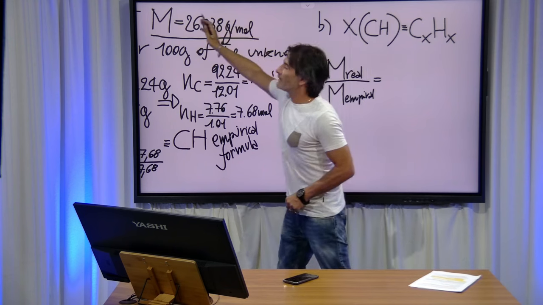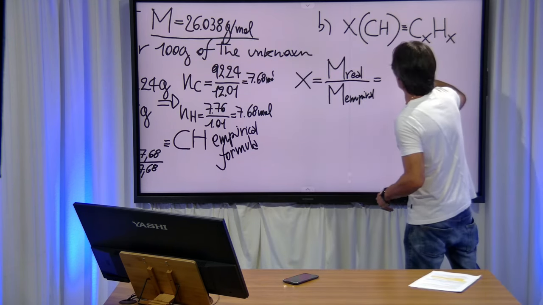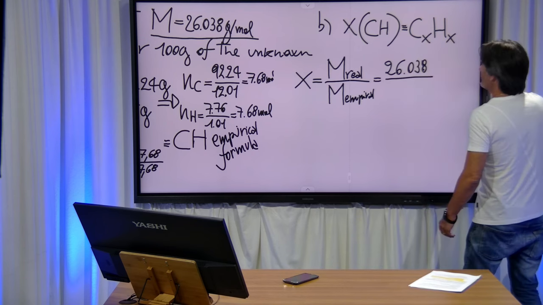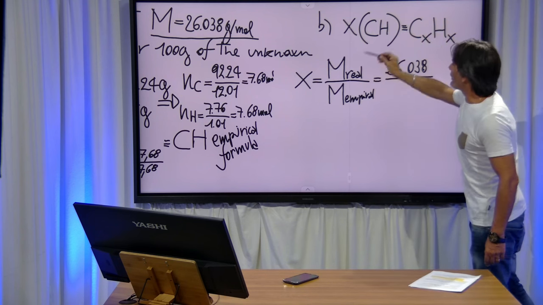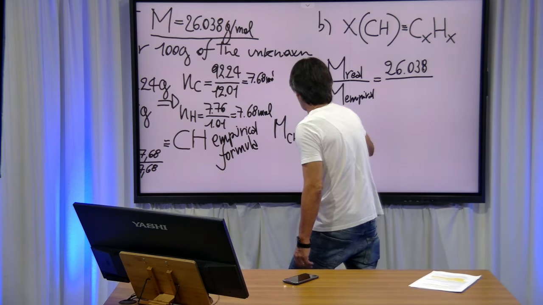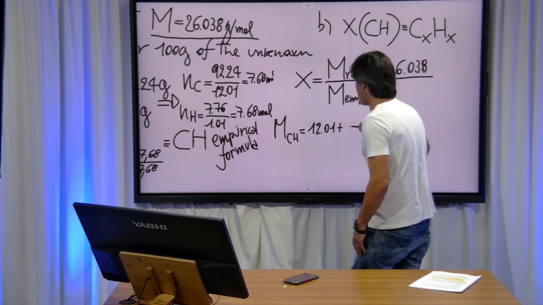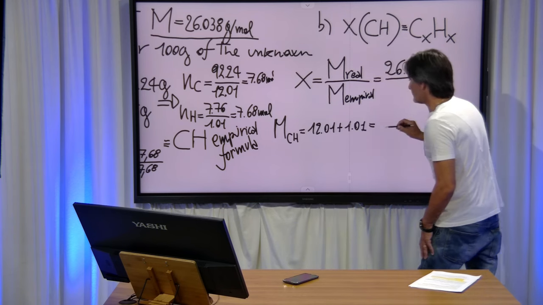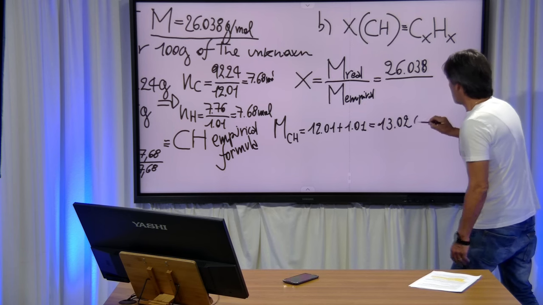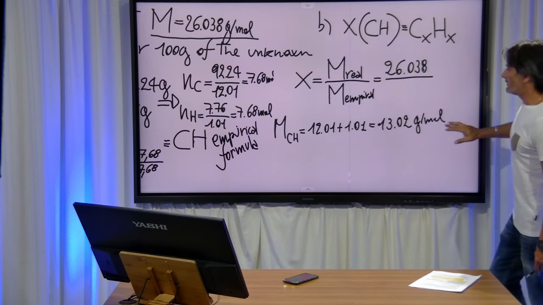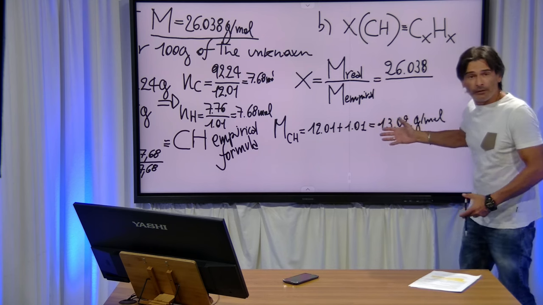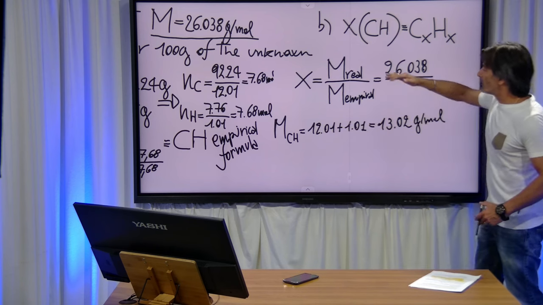So, this is the value measured, as I said, and given by the text of the exercise. So I can put here, divided by the molar mass of the empirical formula. The molar mass of the empirical formula here is equal to 12.01 plus 1.01 equals 13.02 grams per mole. But this doesn't mean anything for real. It's only a passage we need to define the x.